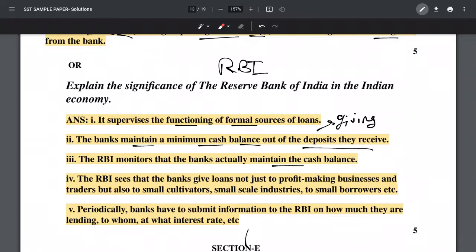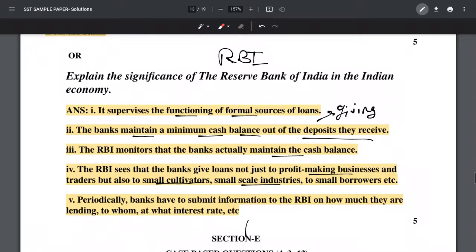The RBI sees that the banks give loans not just to profit-making businesses and traders, but also to small cultivators and small-scale industries. It's not that RBI will say, I will only give to those who have a good business and are earning profits. They even give it to small people like farmers who are in urgent need, or small-scale industries. But it's important that you submit proper information, no cheating or fraud, and proper rate of interest to be paid. So that is the main significance of RBI.